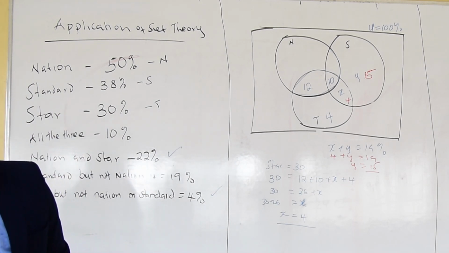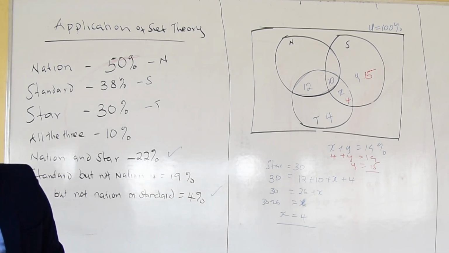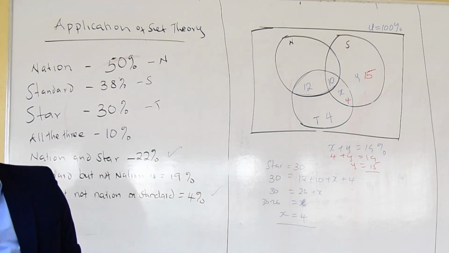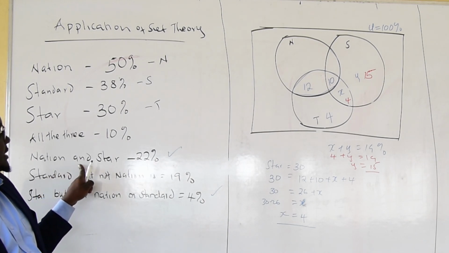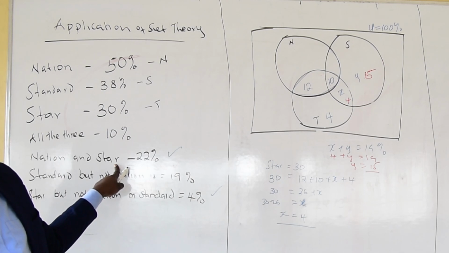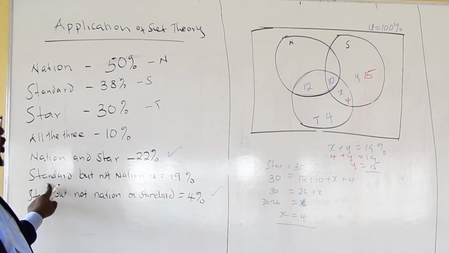Then we are told that 50% read Nation, 38% read Standard, 30% read Star. Then we have 10% read all the 3, which you have put here. Then you are also told that 22 read both Nation and Star. That one you have put. Then we are told that 19% read Standard but not Nation.